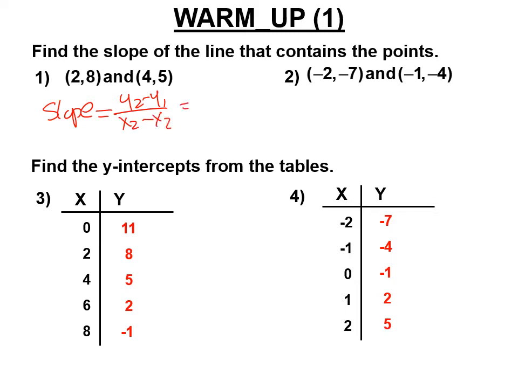So this, I'm going to do 5 minus 8, and then, since I started with 5, I'm going to do 4 minus 2. And I'm going to get negative 3/2 as my slope.